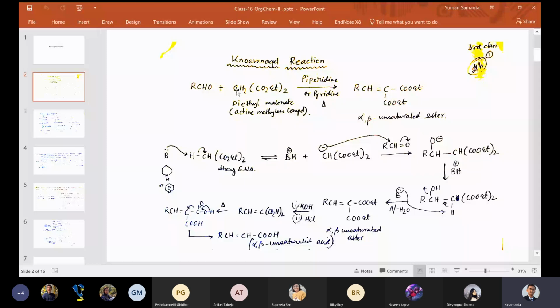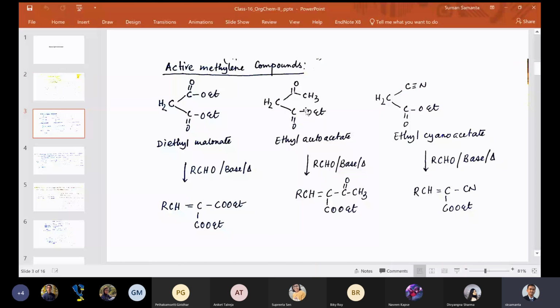You can put different electron withdrawing groups. They could be COEt, or the acetyl group, which can also be electron withdrawing because this carbon center is electropositive in nature. So this is ethyl acetoacetate. This is diethyl malonate that we spoke of previously. You could also put two acetyl groups, then it will be acetylacetone. That is also an active methylene compound.